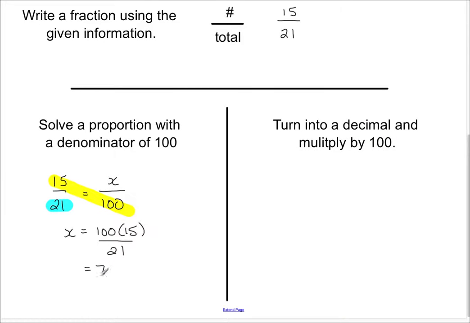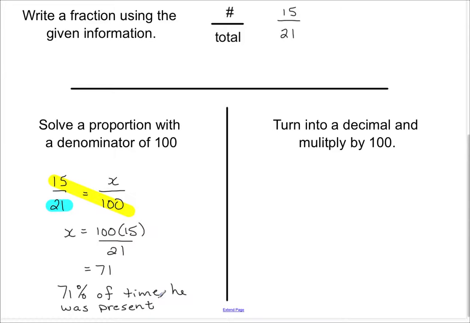We're just going to round that down to 71. And that actually means, since it's 71 out of 100, that 71% of the time he was present.